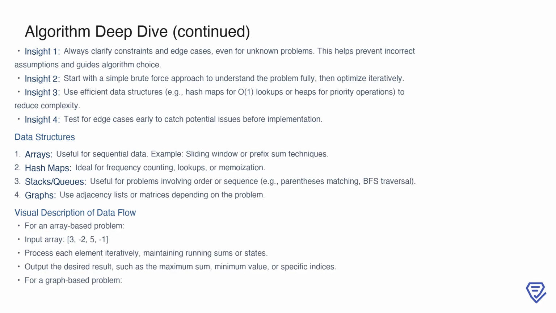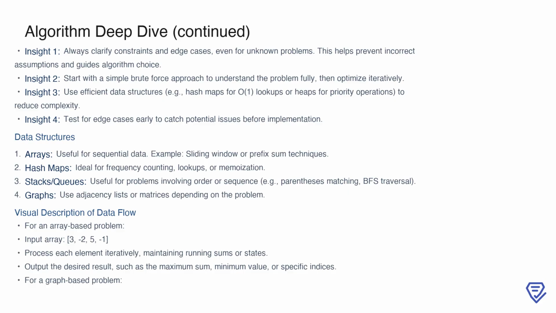Key insights for tackling algorithmic problems include starting with clear constraints and edge cases. Clarifying these early prevents incorrect assumptions and helps guide your choice of algorithm. A simple brute force approach is often a good starting point, as it allows you to fully understand the problem before optimizing. Efficient data structures can also make a significant difference. For example, hash maps enable O(1) lookups, while heaps are useful for priority-based operations. Testing edge cases early in the process is another essential practice, as it helps catch potential issues before full implementation.